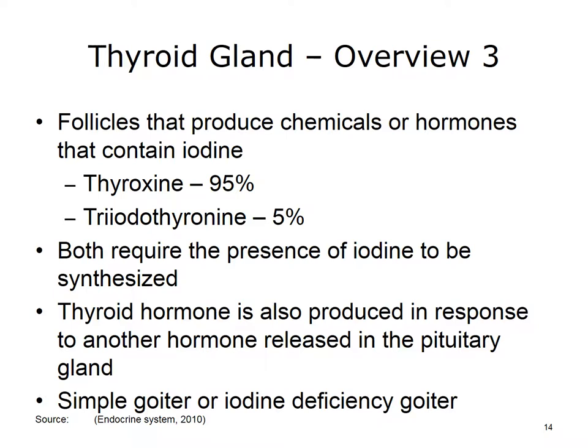If there is an iodine deficiency, the thyroid cannot make sufficient hormone. This stimulates the anterior pituitary to secrete thyroid-stimulating hormone, TSH, which causes the thyroid gland to increase in size in an attempt to produce more hormones. But it cannot produce more hormones because it does not have the raw material, iodine. This type of thyroid enlargement is called simple goiter or iodine deficiency goiter.